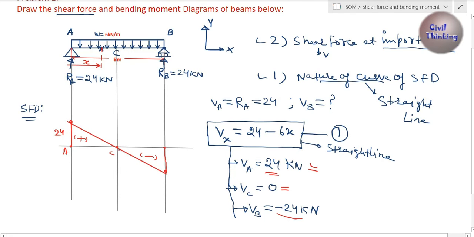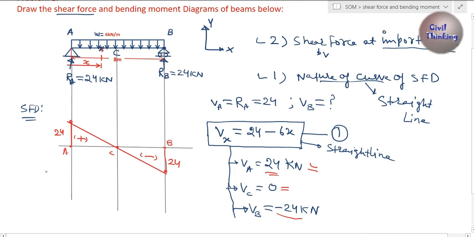And when you go from C to B, this is point B, the shear force is again increasing until you reach 24 again. I didn't write negative on my 24, although it is negative. The job of this negative sign is only to tell the direction in which I should draw it. If it is positive, I draw the line upwards. If it is negative, I draw the line downwards. I don't have to write negative here.